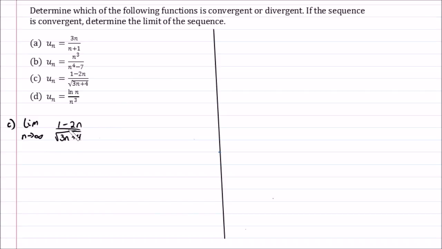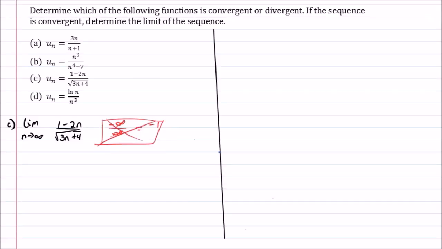We would get 1 minus infinity, which would probably tend to negative infinity. 1 minus a really large number would be a really small number. It's negative infinity. And the square root of a really large number is a really large number. So we will get negative infinity divided by infinity. And please note that the infinities don't cancel out to give us negative 1, in case you were wondering.